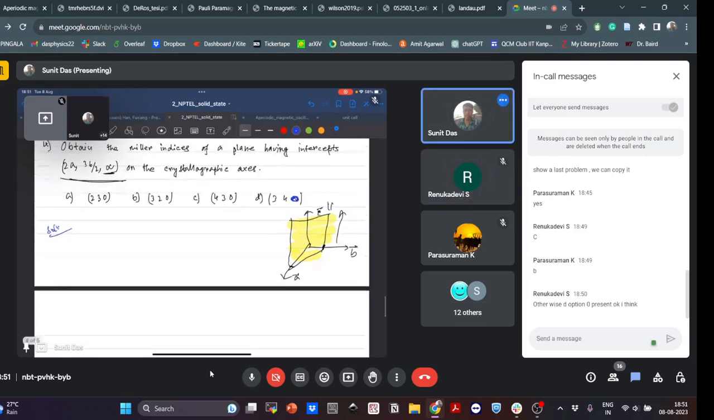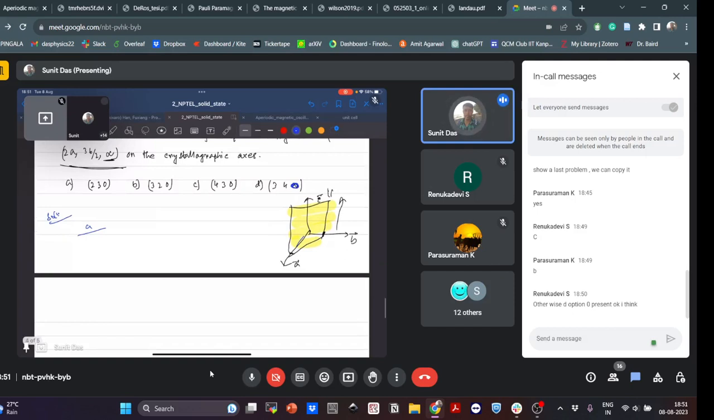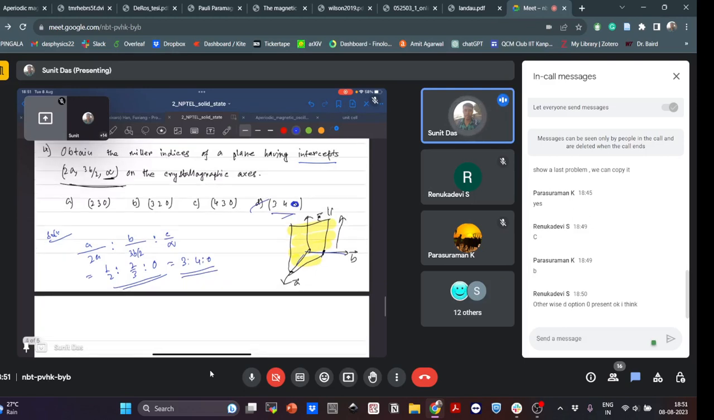Right. Okay, let me solve it. So the way we find Miller indices is that crystallographic axis dimension A by that intercepts basically. So here 2A is to B, this crystallographic axis dimension, 3B by 2 is to C by infinity. So it will be 2 by 3 is to 0. If you do LCM of all these, it will be 3 is to 4 is to 0. Sorry, I gave the wrong option.